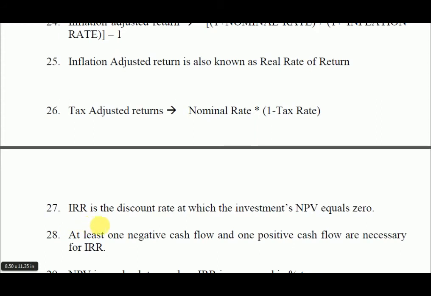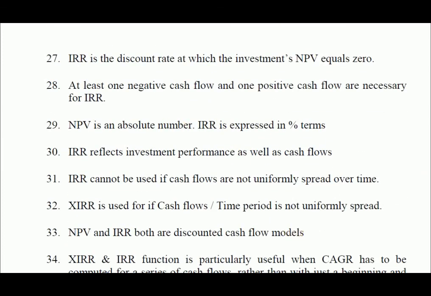IRR. IRR is the discount rate at which the investment's NPV equals 0. At least one negative cash flow and one positive cash flow are necessary for IRR. NPV is an absolute number, IRR is expressed in percentage terms. IRR reflects investment performance as well as cash flows. IRR cannot be used if cash flows are not uniformly spread over time. XIRR is used if cash flows are not uniformly spread over the time period. NPV and IRR both are discounted cash flow models.